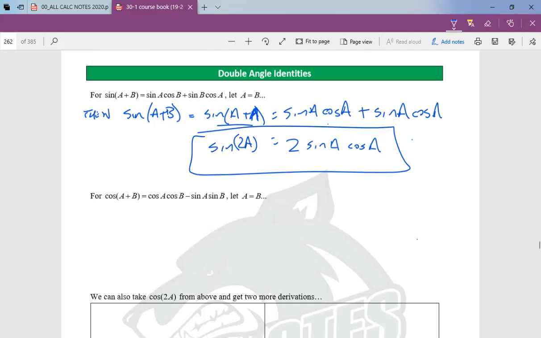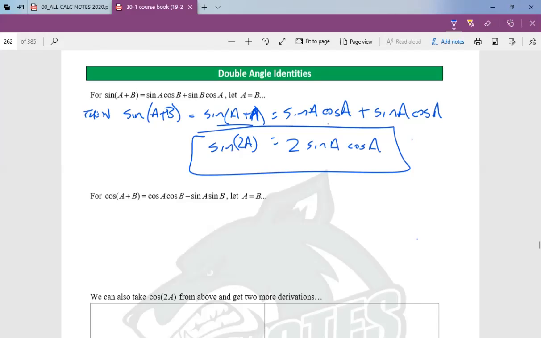This altogether is on our formula sheet. It's our double angle identity for sine. It's called double angle because it's going to take that angle A and double it. So if our angle A was 20 degrees, this would now be sine of 40 degrees. And that's what we're working with here.